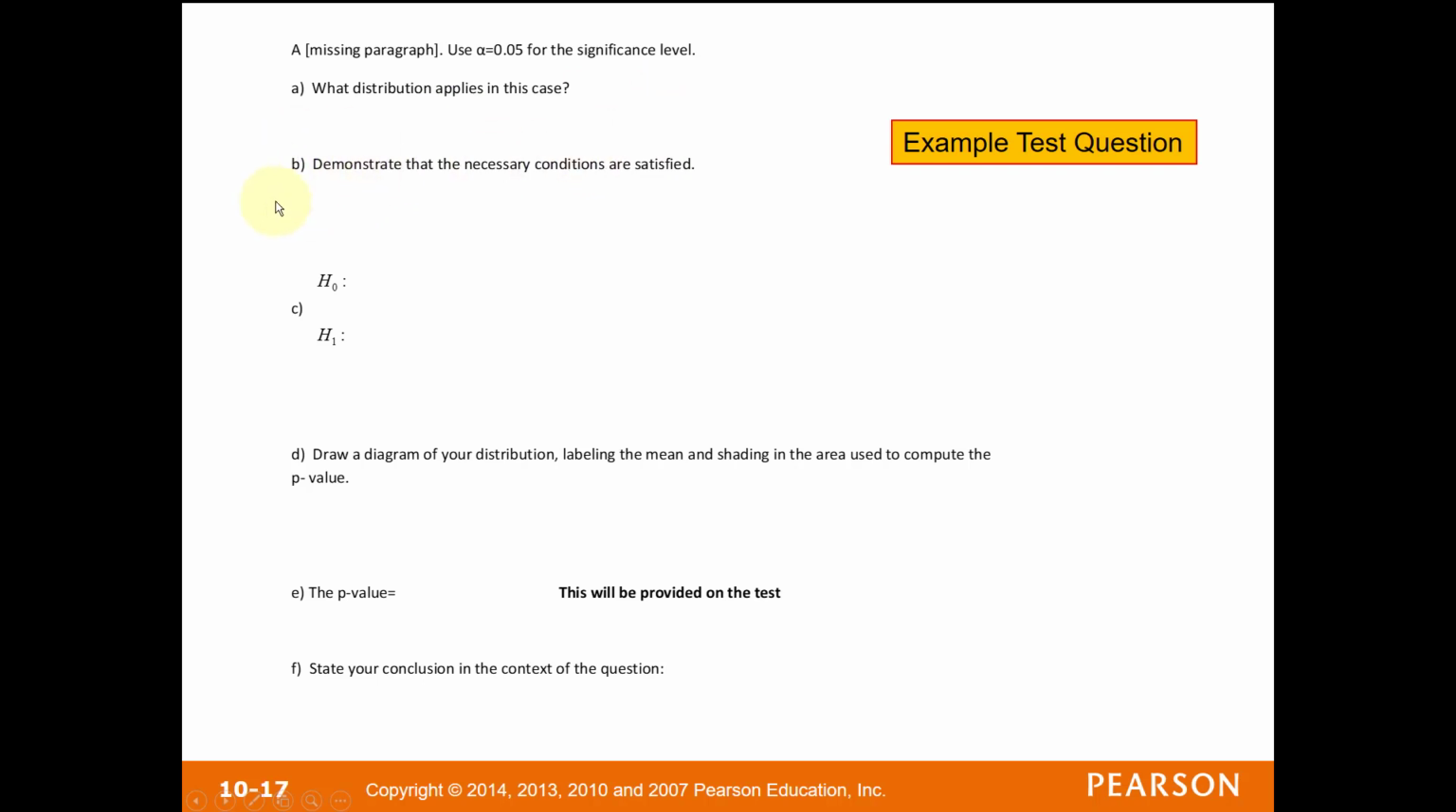I'd ask you to demonstrate that the necessary conditions are satisfied. I would ask you to set up the null and alternative hypotheses. I would ask you to draw a diagram labeling the mean and shading in your p-value region. I would give you the p-value because you won't have the computer to use StatCrunch, and then you'll have to state your conclusion. The conclusion's based on a comparison of the given alpha. Up here it's 5%, but that could change in comparison to the p-value.